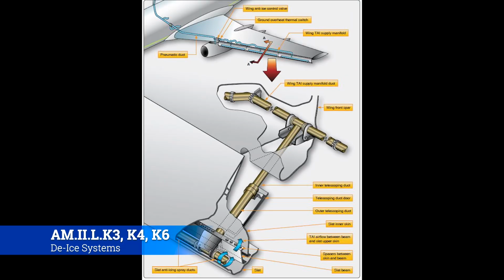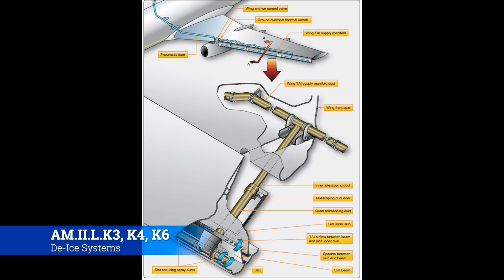Okay, so this is what the actual piping looks like, or the ducting for the wing anti-ice system in the slats specifically. Notice as the slats come out, there is an inner and outer telescoping duct that allows the ducting to stay together, and then pipe that hot bleed air down to the anti-icing spray ducts on the leading edge, and then that air more or less just swirls and then exits the aircraft from there. Just kind of an idea.